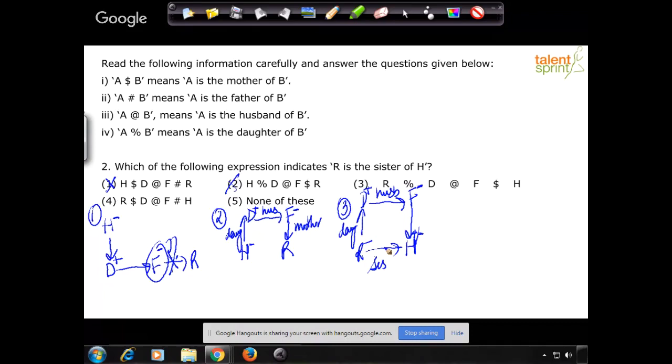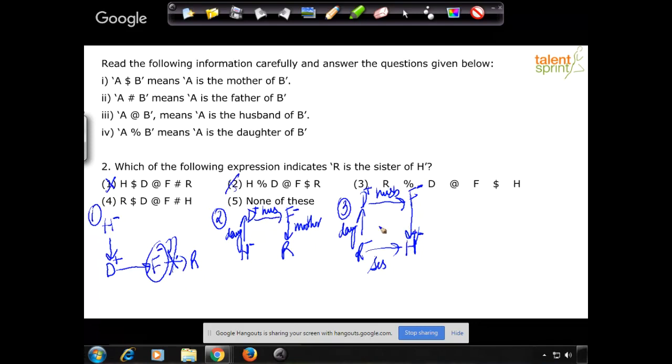Let's quickly go through this diagram once again. R $D means R is the daughter of D. D at the rate F means D is the husband of F, which means that D becomes male, F becomes female. Then they tell us F $H, which means that F is the mother of H.